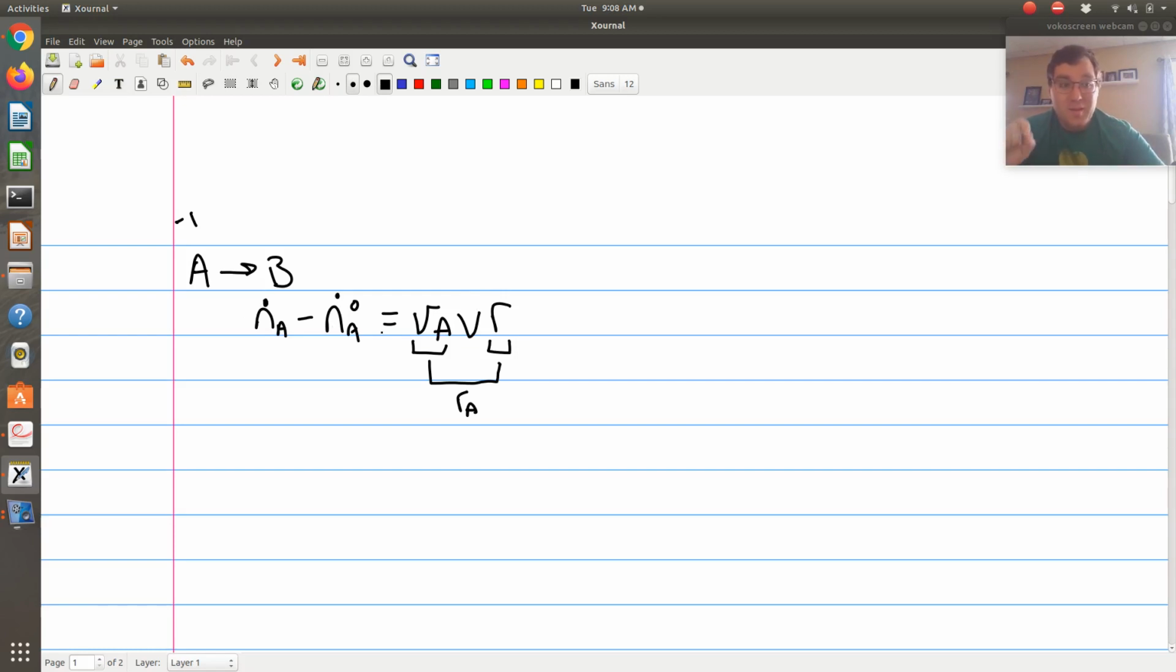Another way to write this would be V, my volume, times R_A, where R_A is just ν_A times R, my species-specific rate. So that would be my mole balance design equation for A, and I could equivalently write a mole balance design equation for B, which would take exactly the same form.